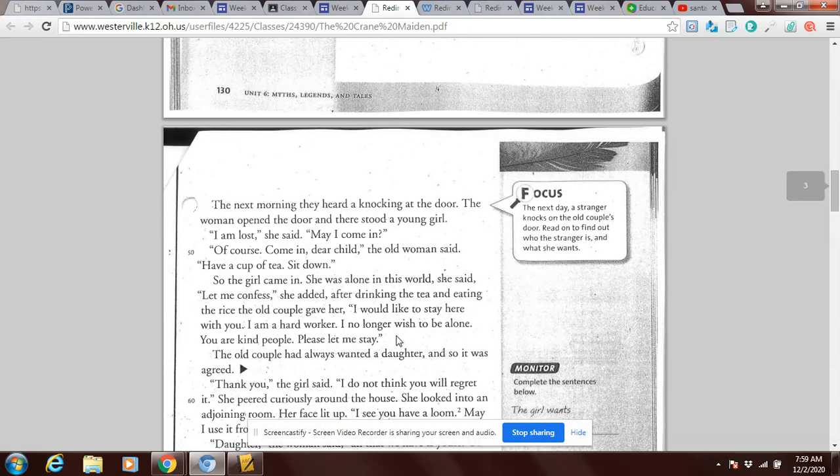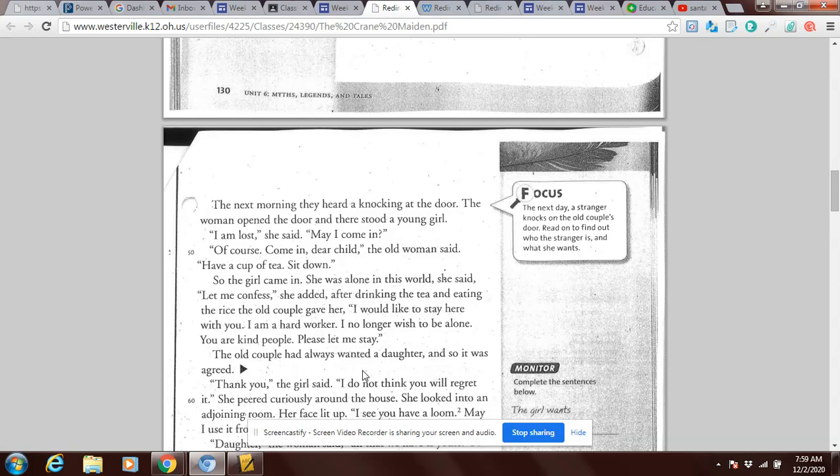So now I'm making some predictions. Just knowing what they did for the crane, I think they're going to let this little girl stay with them. And I think this girl has something to do with the crane, just because I know how folk tales are.